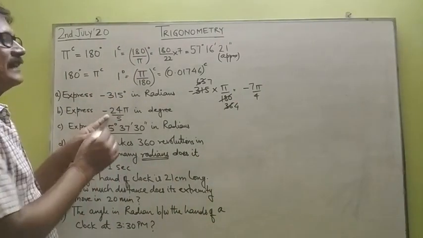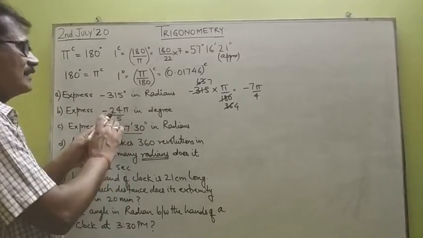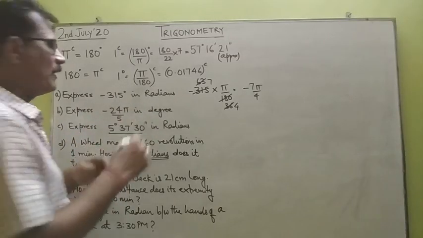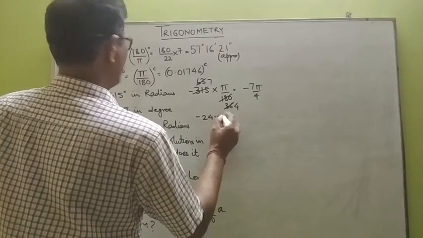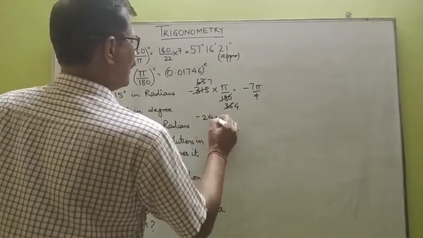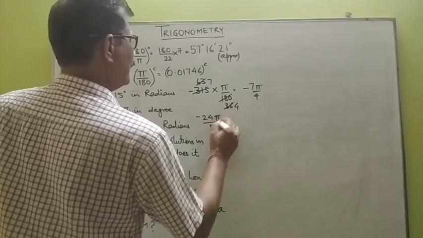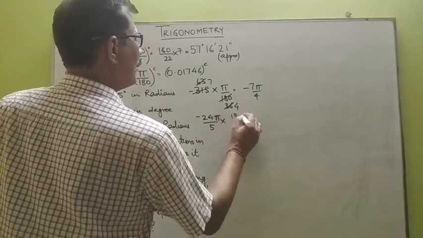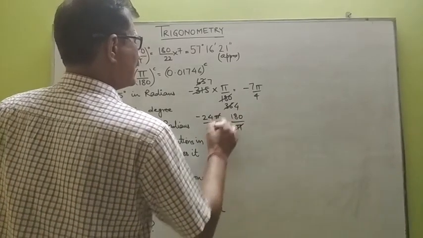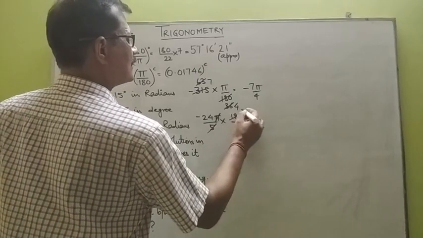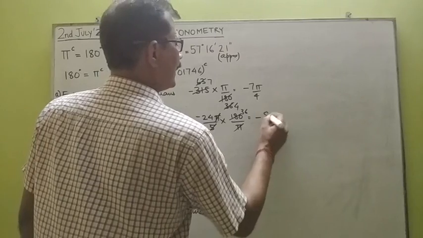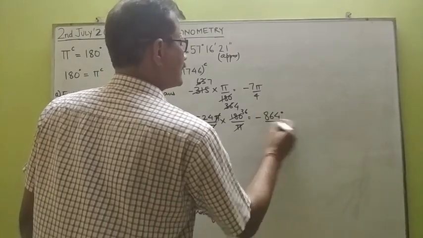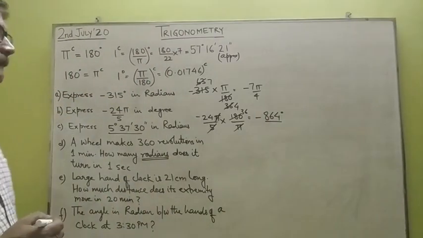Now express this radian in degrees. When you have to change radians to degrees, we have to multiply by 180 upon pi. So it becomes minus 24 pi upon 5 into 180 upon pi. Pi and pi cancel here. 5 divides 180, 36 times, and 36 multiplied by 24 is 864. So it comes out to be minus 864 degrees.